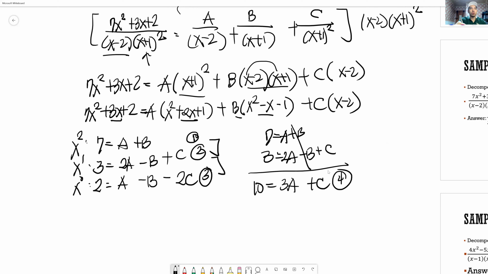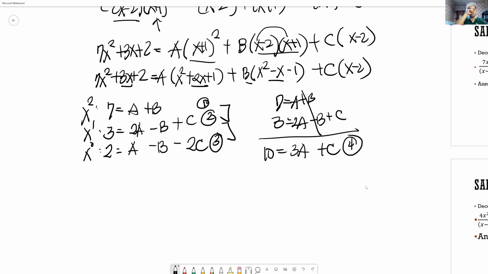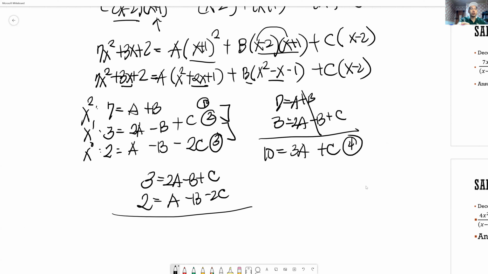Let's try to combine these two equations and also eliminate b. Since we eliminated b in the first step, we should also eliminate b in the next step. So this would be 3 equal to twice a minus b plus c, and then we have here 2 equals to a minus b minus twice c. For that case, instead of addition, we'll do subtraction, so you're going to change the signs of the subtrahend. So this would be negative 2 minus a plus b plus twice c.